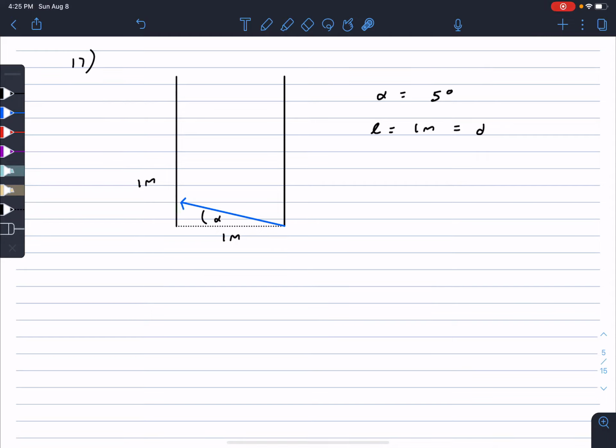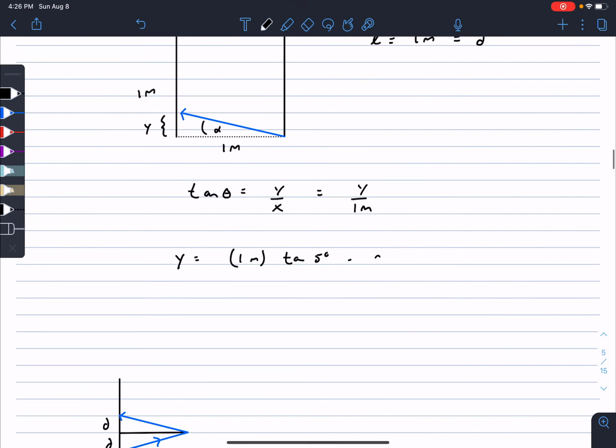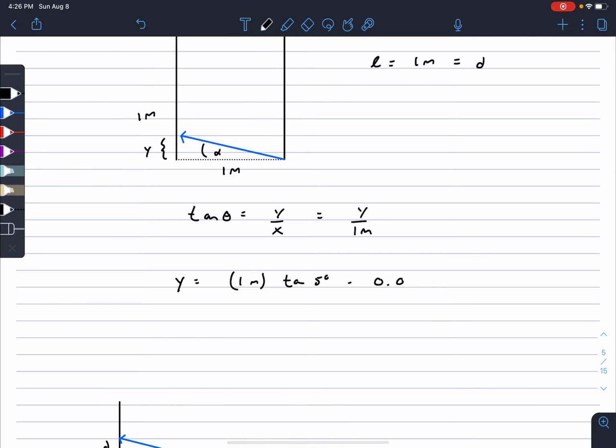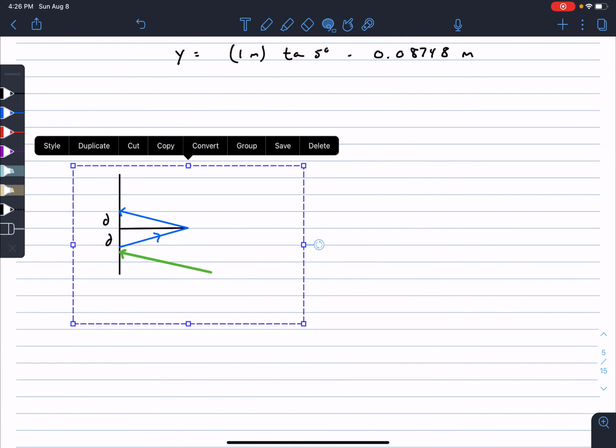This distance, we know this one is x. This would be our y. So we can use our trig formula: tangent theta is equal to y over x, which is equal to y over 1 meter. That means y, this distance here, is equal to 1 meter times tangent 5 degrees, and that's going to be equal to 0.08748 meters. We'll need this in a minute, but not yet.